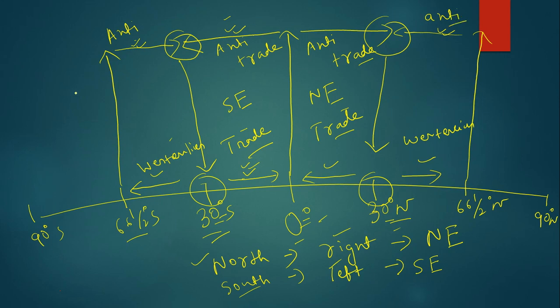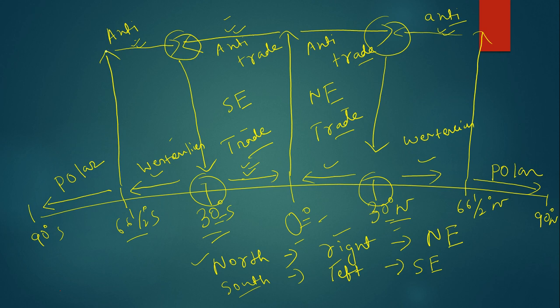Okay, now the wind which is moving from 66 and a half south to 90 south, and 66 and a half north to 90 north, it means towards the pole, that wind is known as polar wind. But I have given a wrong direction. Why is the direction wrong?